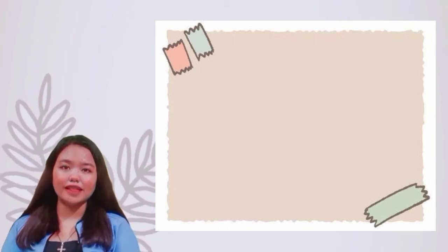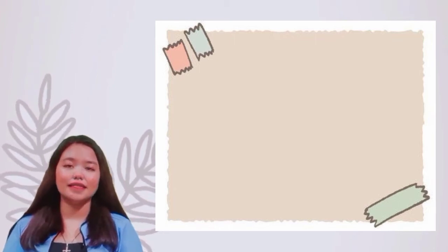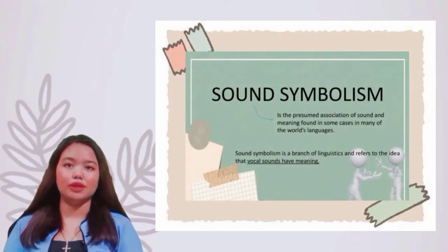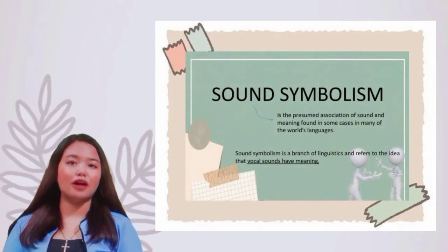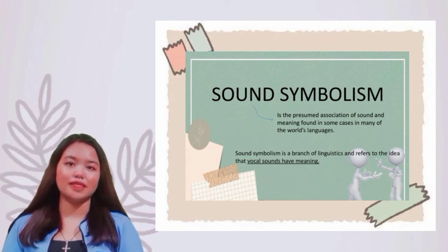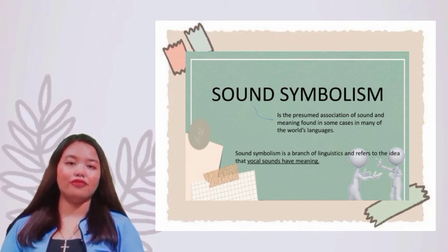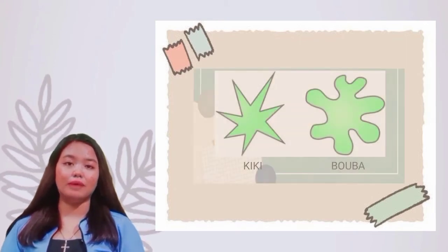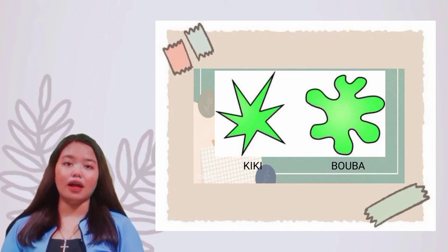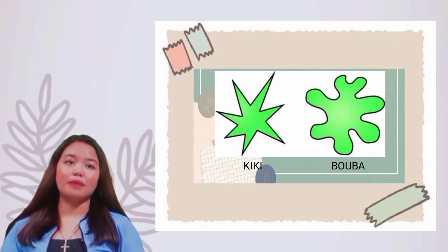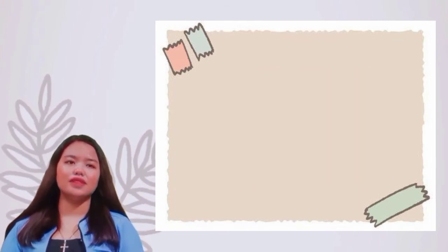There are words where the pronunciation suggests the meaning, and that is sound symbolism. Sound symbolism is the presumed association of sound and meaning found in some cases in many of the world's languages. It is a branch of linguistics and refers to the idea that vocal sounds have meaning. The most common example of sound symbolism is the kiki and bouba effect. That is, when we say bouba, there is something rounded about the sound comprising it. And when we say kiki, there is something angular about this non-word, which shows a non-arbitrary relationship between sounds and meaning.